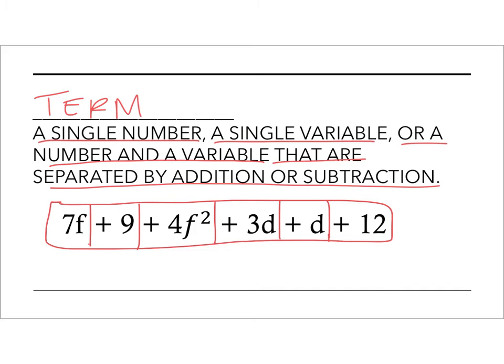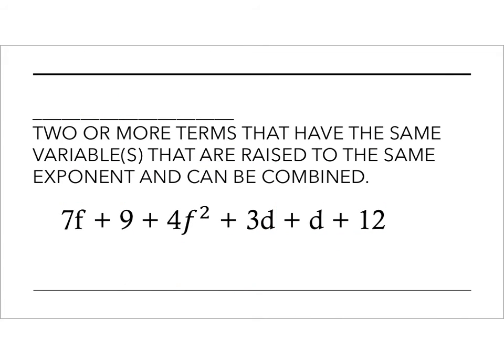These are all of our terms. So the terms in this expression would be 7F, 9, 4F squared, 3D, D, and 12. It's literally just all of the pieces of the expression. All right, so now let's talk about like terms. On this slide in particular, we're going to be talking about, I think, either tomorrow, if not pretty soon, what like terms are.